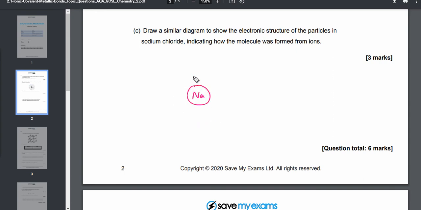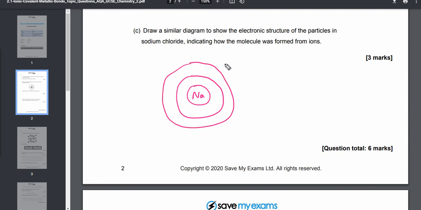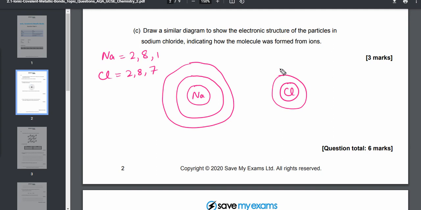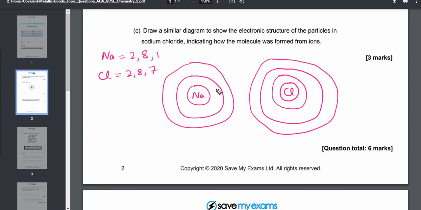So this is the first shell, this is the second shell, this is the third shell of sodium. The electronic configuration of sodium will be like this: 2 8 1. Electronic configuration for chlorine will be like 2 8 7. This is sodium, and over here we'll have chlorine. So here's the first shell, the second shell, and the third shell. This is sodium.